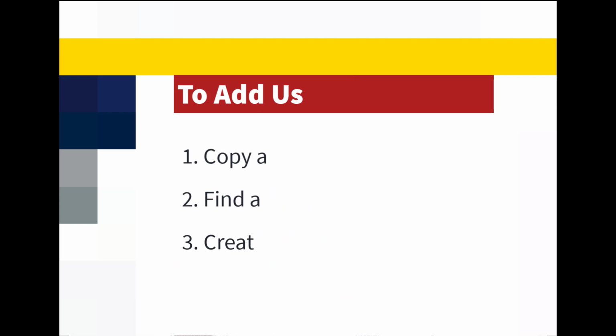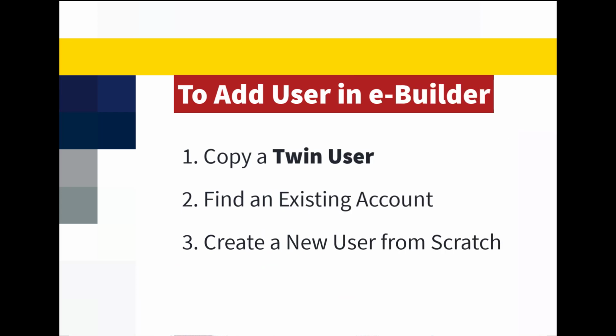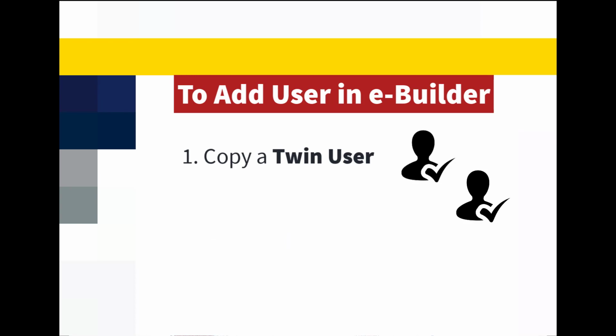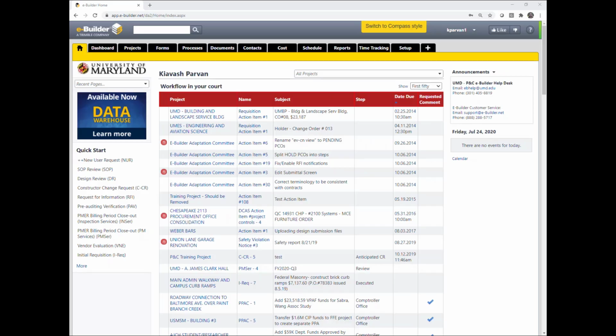How to find a twin user. The easiest way to add a new user is to copy an existing user with the same role and project membership, also known as the twin user. Otherwise, you will need to manually assign roles and projects to the new user accounts.